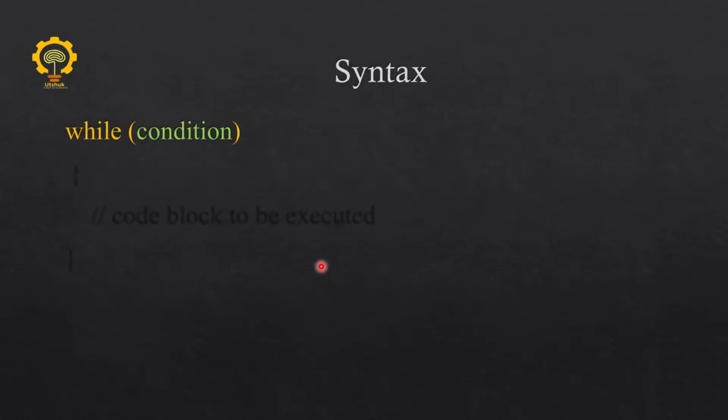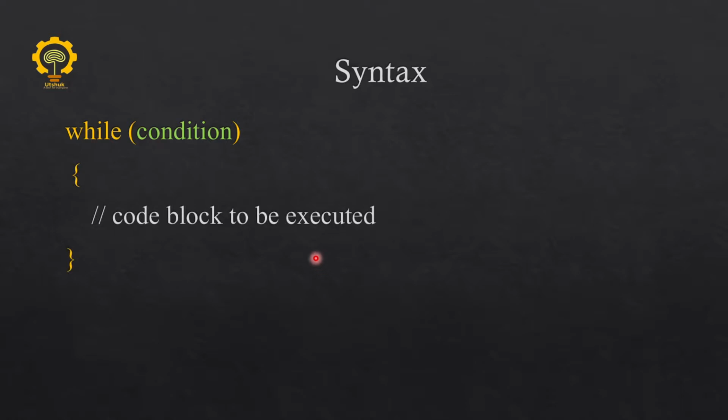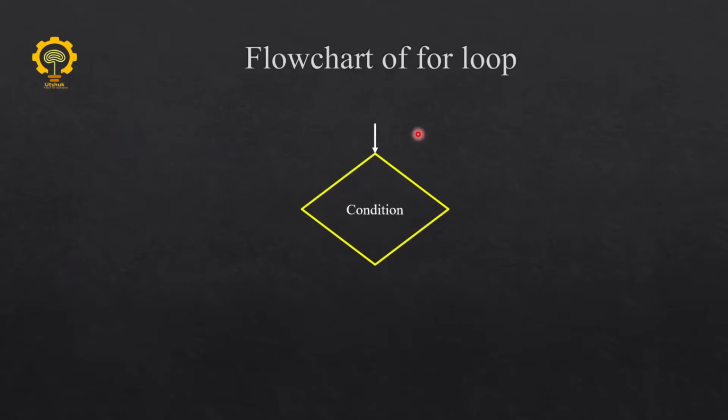So this is the basic syntax of the while loop. Here is the condition, and if the condition is satisfied, then the code inside the while block is executed. And if the condition is not satisfied or the condition is false, then after that it will come out of the while loop block. So let's see the flowchart for the while loop.